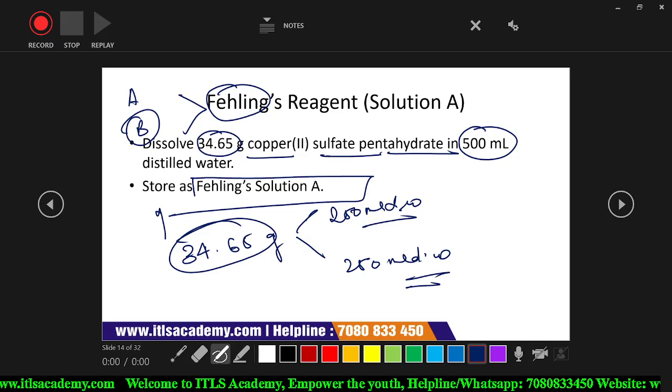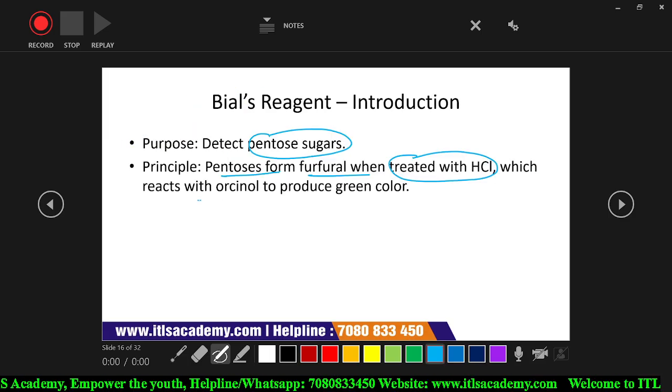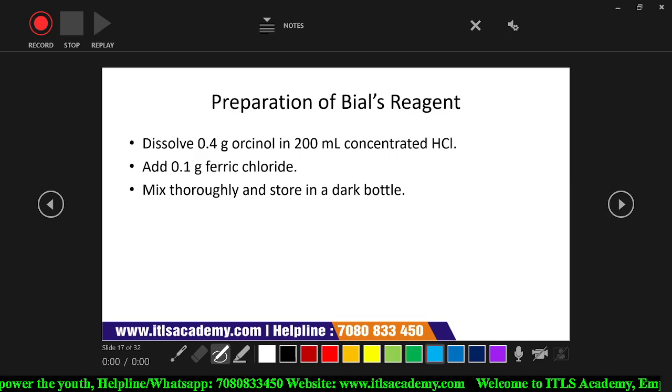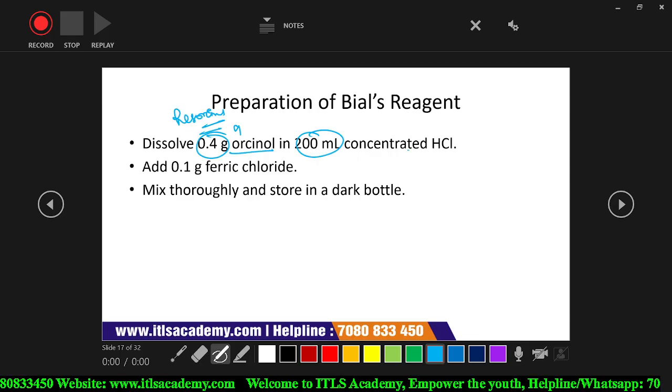Then Bial's reagent is used for the detection of pentose sugar. Here the principle is that pentoses form furfural when treated with HCl, which reacts with the orcinol, and then it produces a green color. Here we take 0.4 gram of orcinol in 200 ml of concentrated HCl. Then we add 0.1 gram of ferric chloride, mix it properly and store it in a dark bottle with proper labeling.